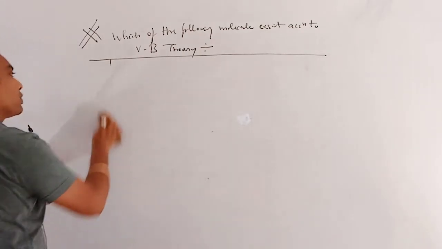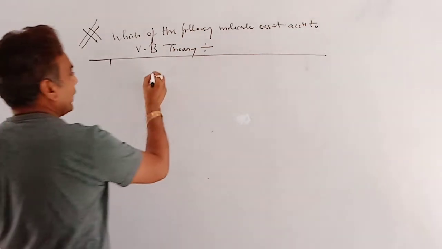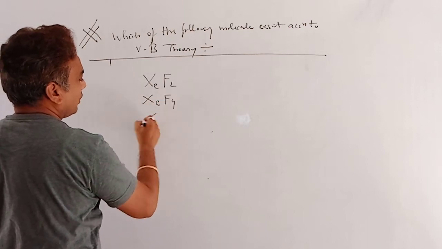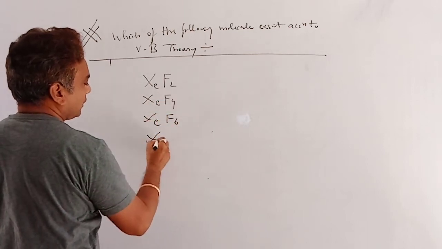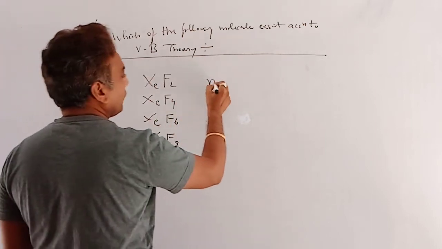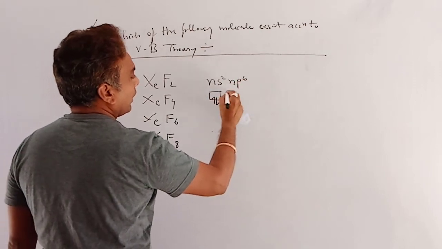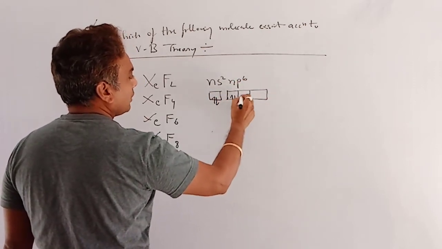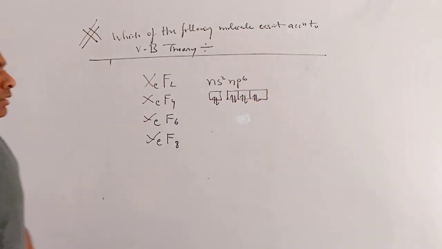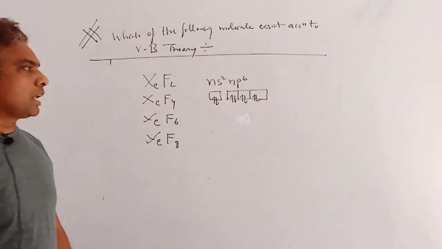Similarly, one more exception in case of noble gas also, like XeF2, XeF4, XeF6, XeF8. In case of noble gas, the configuration becomes ns2 np6. All electrons are paired in ground state. That's why xenon is a noble gas, a stable configuration or stable element.